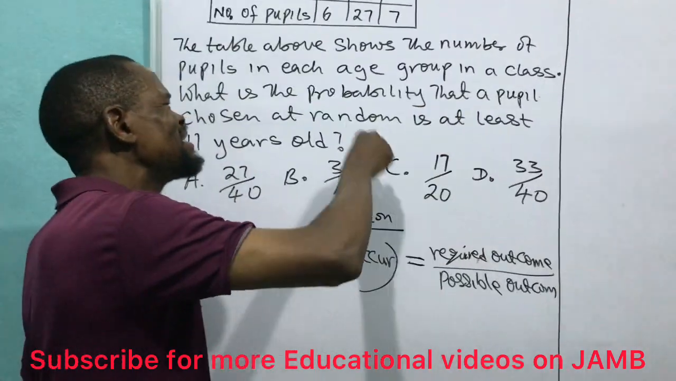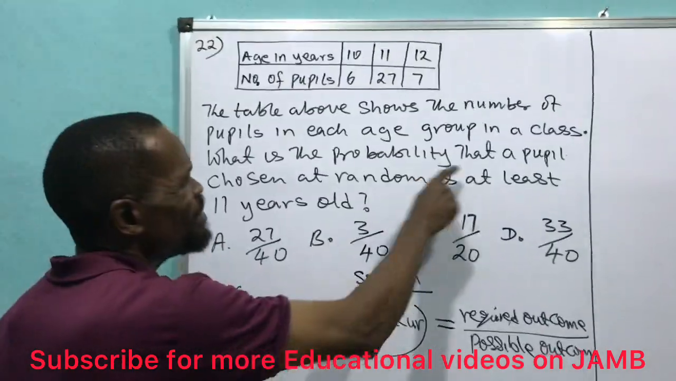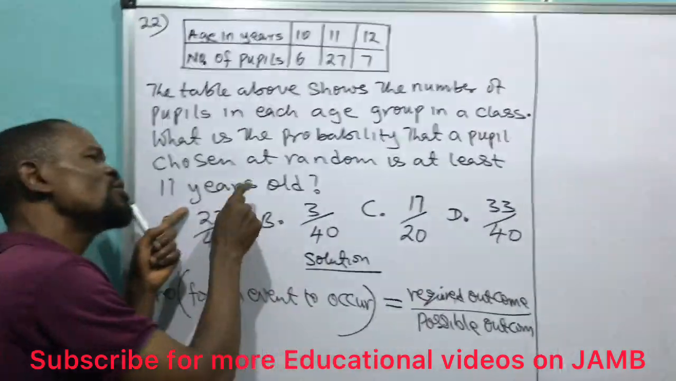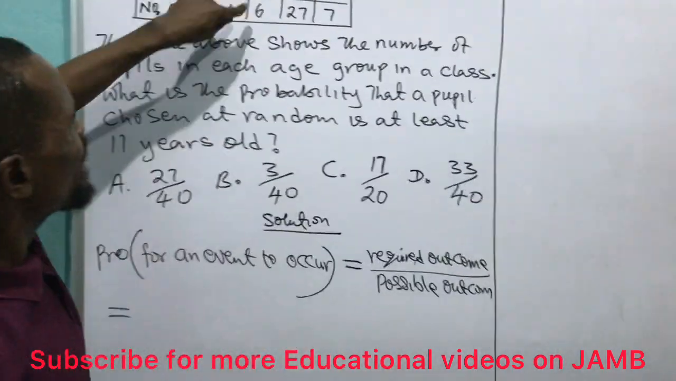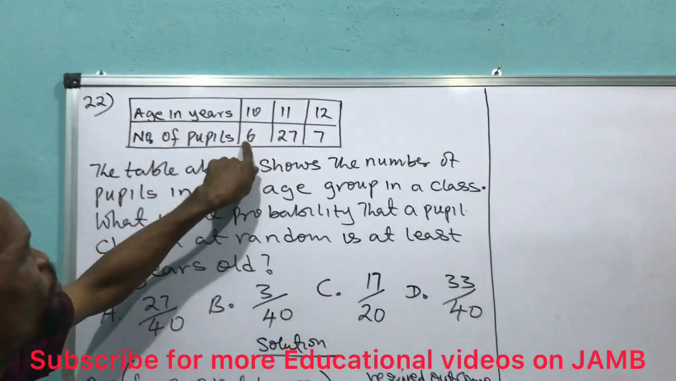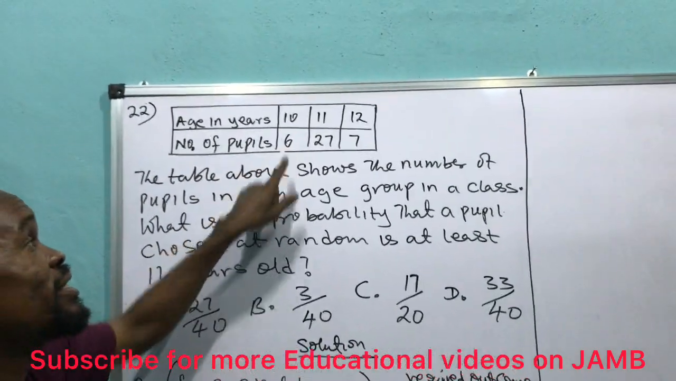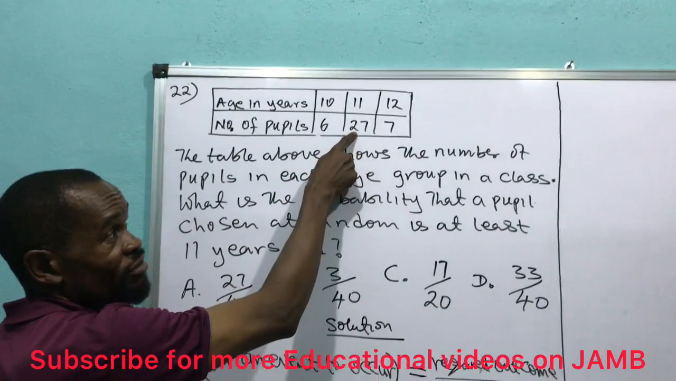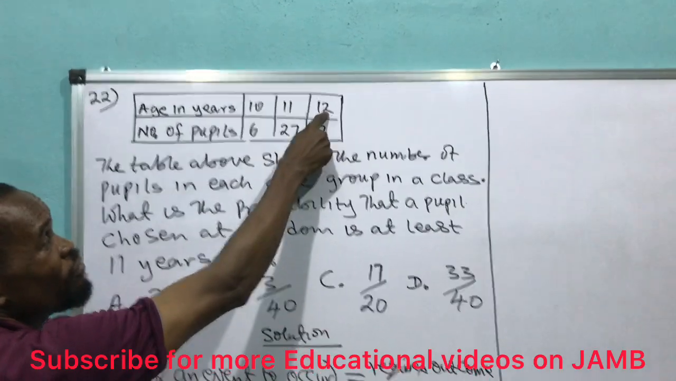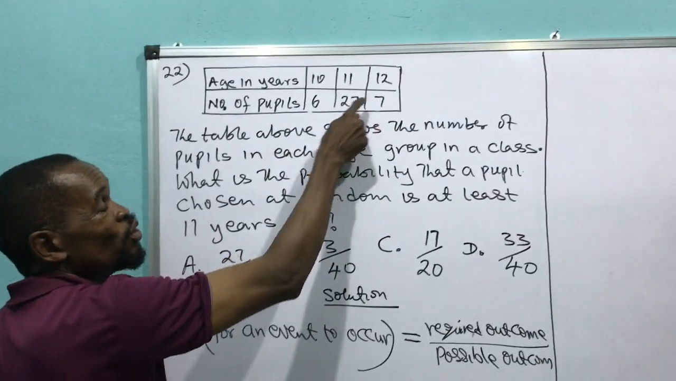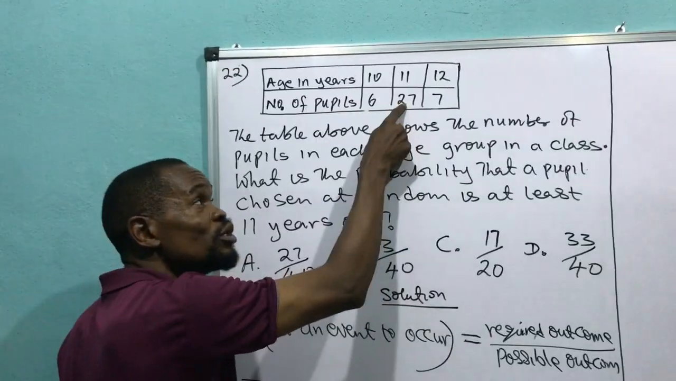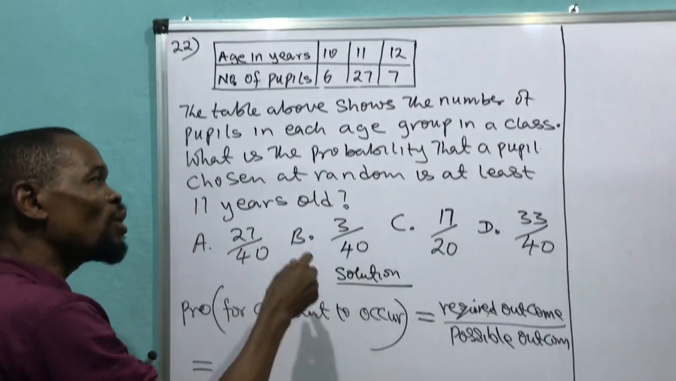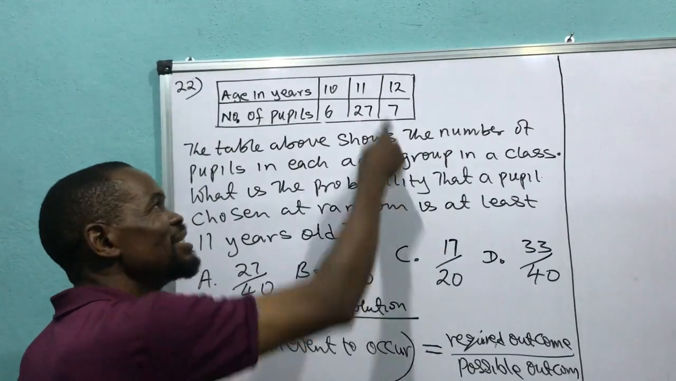What is the probability that a pupil chosen at random is at least 11 years old? Look at it: the number of pupils that are 10 years old is 6, the number of pupils that are 11 years old is 27, and the number of pupils that are 12 years old is 7. But when they ask for at least 11 years old, what does that mean?